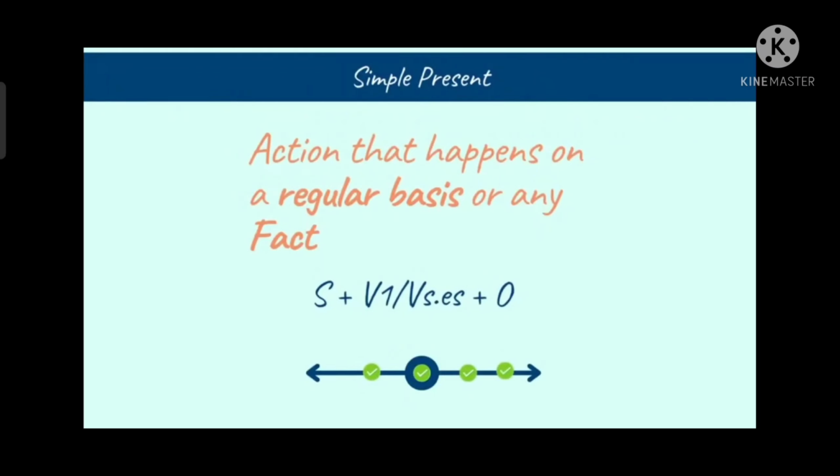Let's quickly revise the simple present tense. If an action happens on a regular basis and is part of the routine or any fact, then it is included in simple present tense. This tense is also called present indefinite tense. The structure of the sentence is subject plus verb's first form or verb's S/ES form plus object. The position of this tense in the timeline is such that it was true in the past, true in the present, and will be true in the future as well.